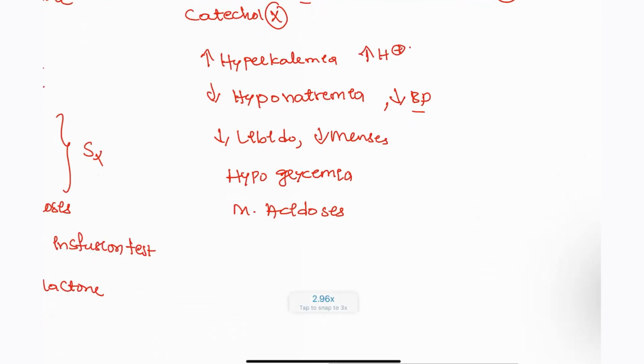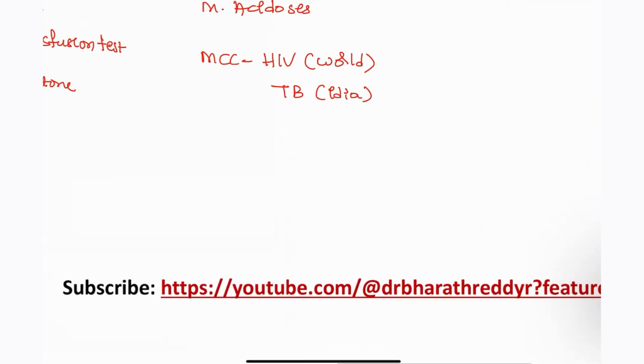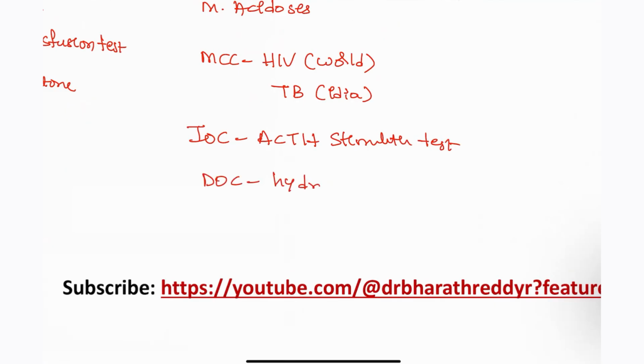These are the symptoms. But what is the most common cause? The most common cause worldwide is HIV. Okay, but in India, the most common cause is TB. Right, these are the causes. Investigation of choice for this patient is the ACTH stimulation test, and drug of choice for this patient is hydrocortisone. Emergency drug hydrocortisone should be given for this patient.